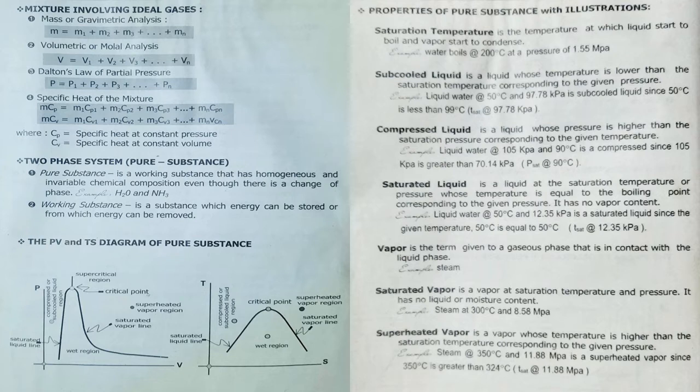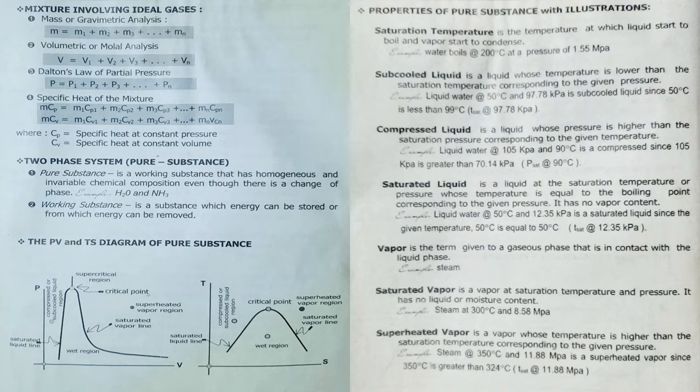Vapor is a term given to a gaseous phase that is in contact with the liquid phase. Example, steam. Again, saturated vapor is a vapor at saturation temperature and pressure. It has no liquid or moisture content. Example, steam at 300 degrees Celsius and 8.58 MPa.